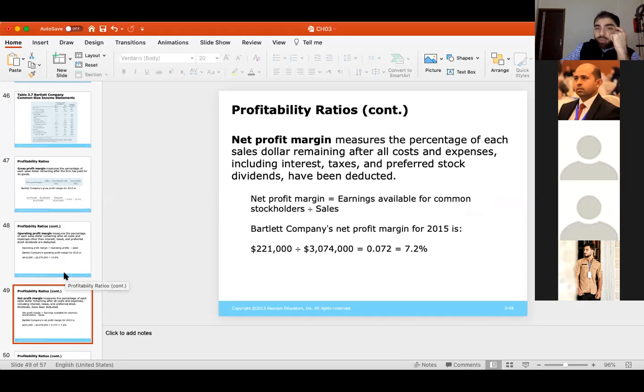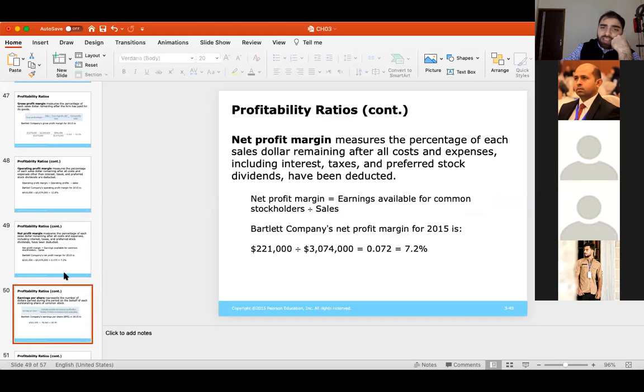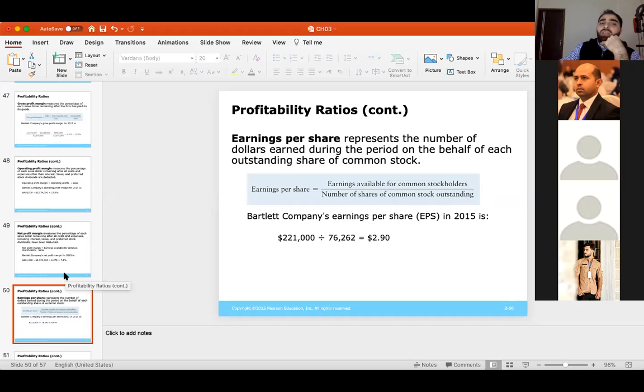Here, the net profit margin divides the earning available for common shareholders, which is one of the last items in the income statement, over the sales. And here we have the earning per share. It is the earning available for common stockholders over the number of shares of the common stock outstanding.